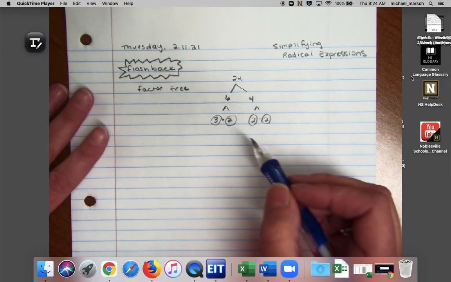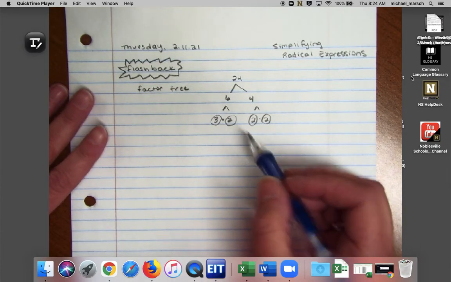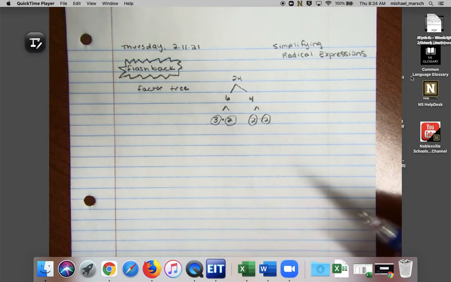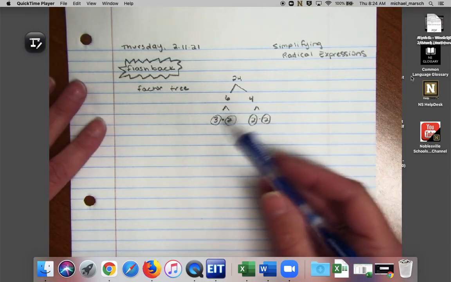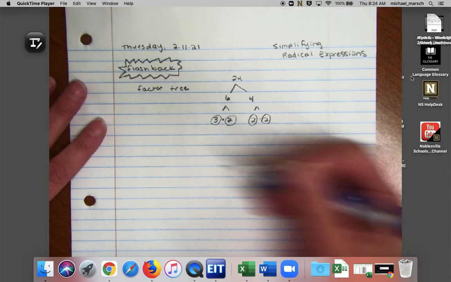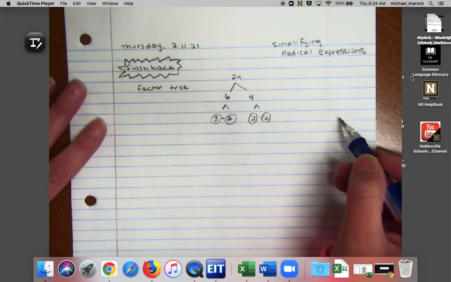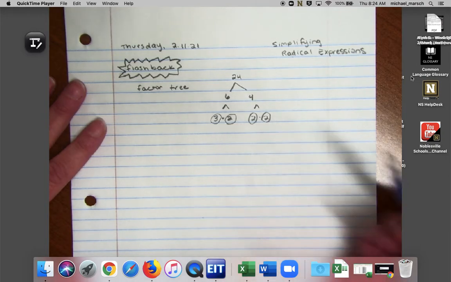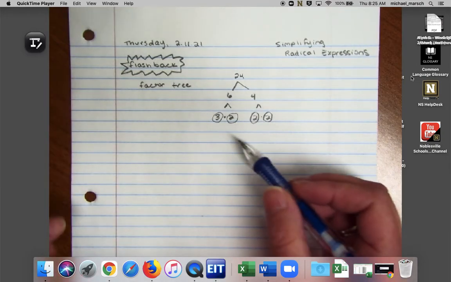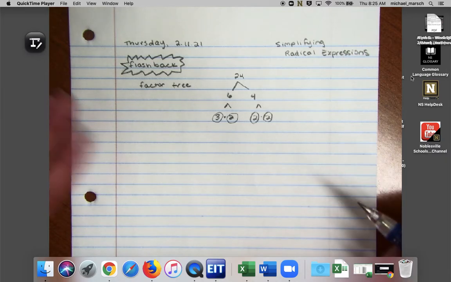So part of today's assignment is just making sure we can factor. That's going to be the first step. Then if I was going to show my prime factorization, I'd say it's 2 times 2 times 2 times 3, because you want to make sure they're in least to greatest order. So that's our flashback for today, how to factor using a factor tree.